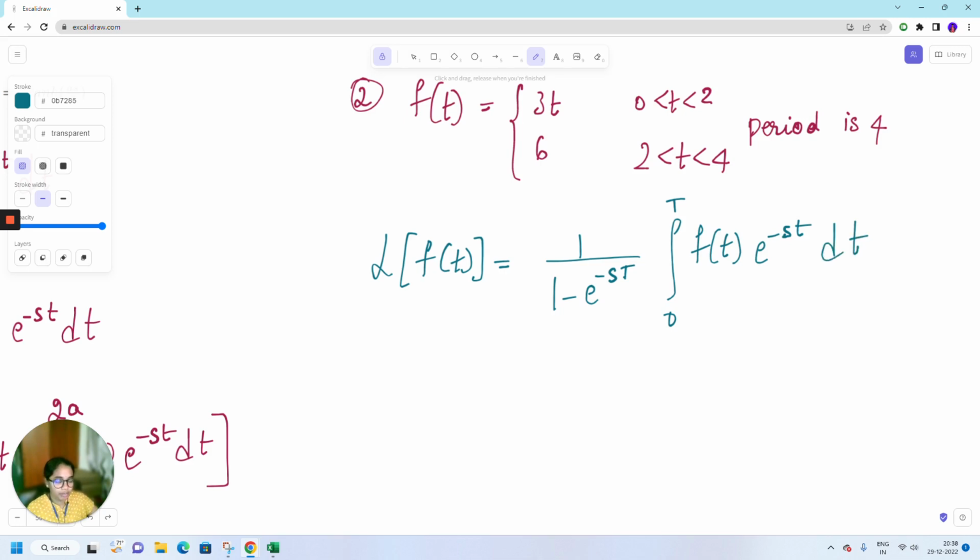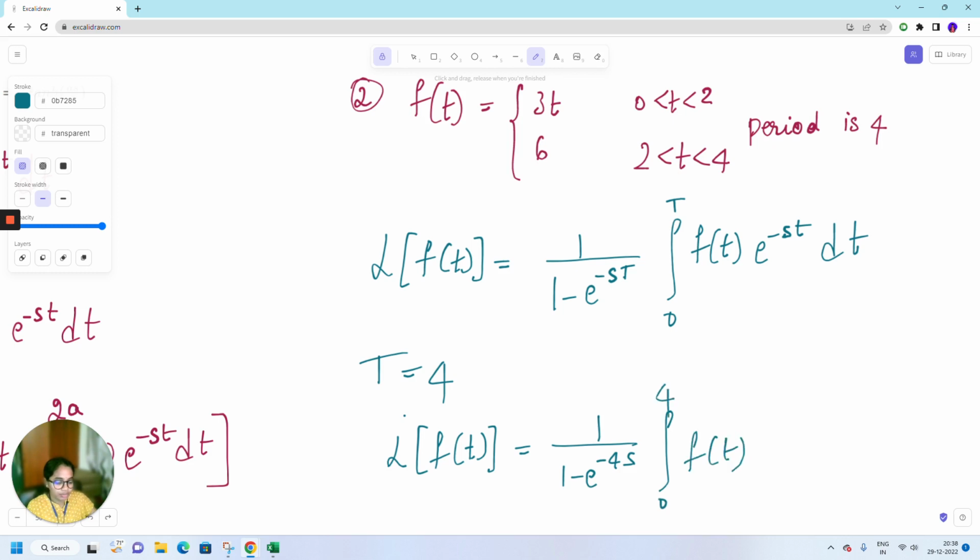This is our first step. What is the second step? We would have to substitute the T value. What is capital T value? Capital T value is 4. Let me substitute that. They have only mentioned in the question, right, that the period is 4. So I'll write it as 1 divided by 1 minus e power minus 4s, integral from 0 to 4, f of t e power minus st dt.